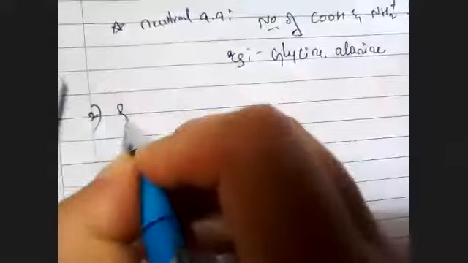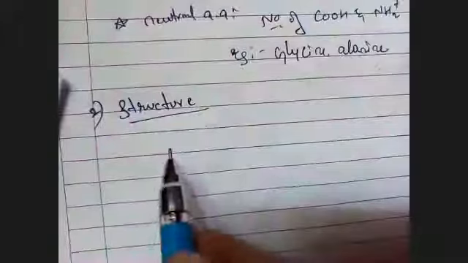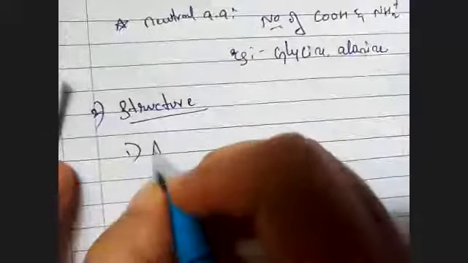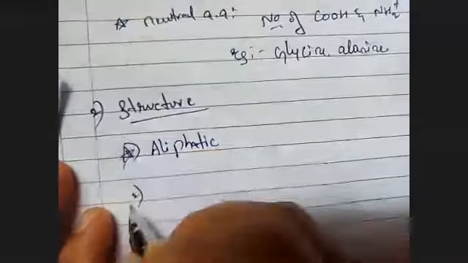classification. So first one is based on your nature, second one is based on your structure. You should remember this: based on the nature, based on structure. Based on structure, it's classified into aliphatic and aromatic.